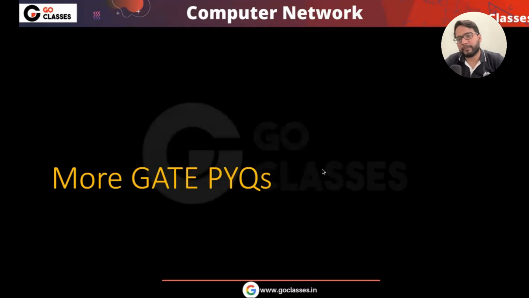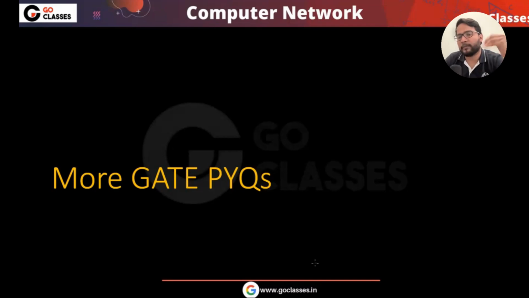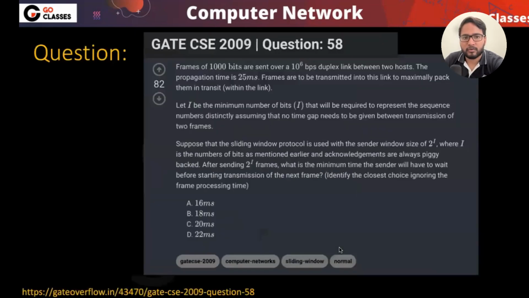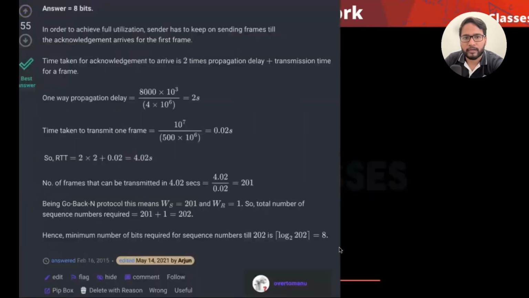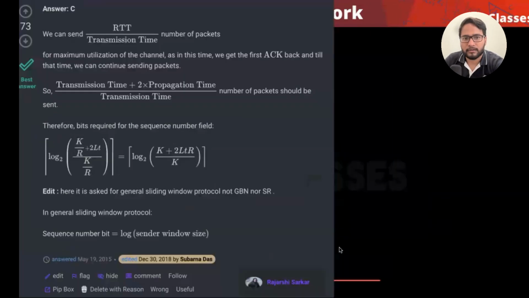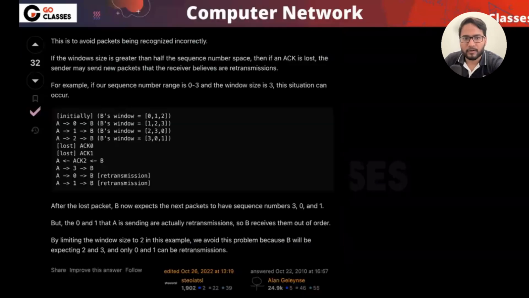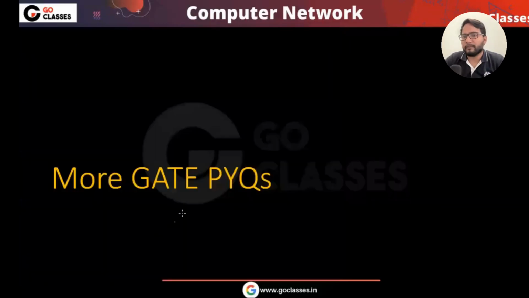Now we want to solve more GATE PYQs. All of the PYQs I have taken here are related to stop and wait and selective repeat. Do you want to solve them now, or take a break and then solve? There are 11 PYQs. If you want, we can take a break of half an hour maybe, and then we can solve these 11 PYQs quickly.